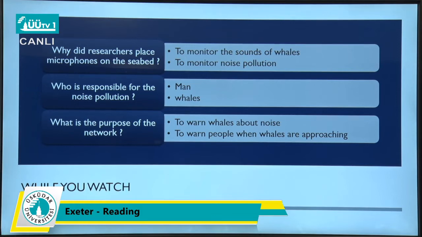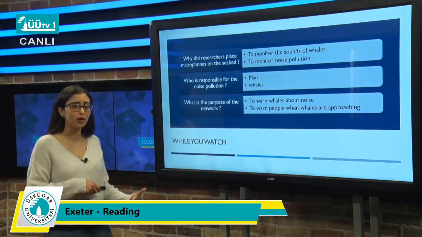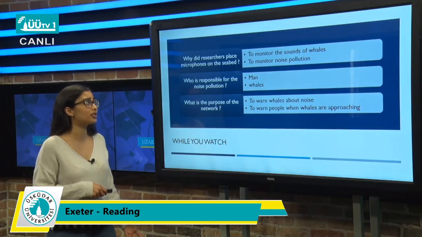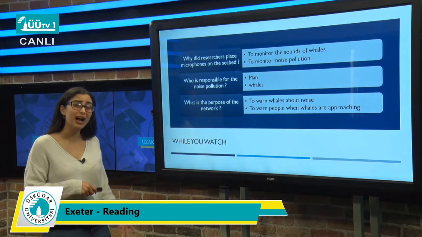What about the second question? Who is responsible for the noise pollution? Actually, men are responsible for this noise pollution with drilling, with navigating, with shipping. Whatever activity they do throughout the sea is causing the noise pollution which is harming our whales.